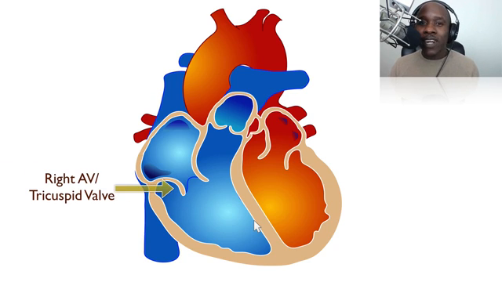So on the right side, we're going to have our right atrioventricular valve, which is also called your tricuspid valve. And the reason why it's called tricuspid valve is because when we look at the flaps of the valve, we actually have 3 of those flaps, or we call them 3 cusps. All right, so that is the tricuspid valve or the right atrioventricular valve.